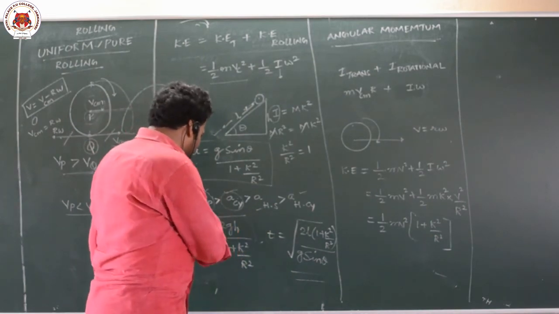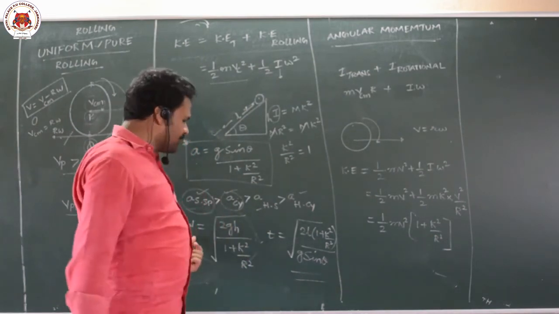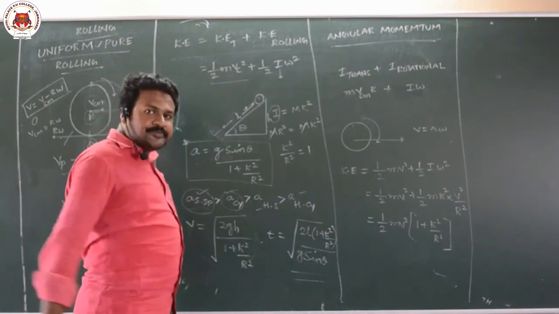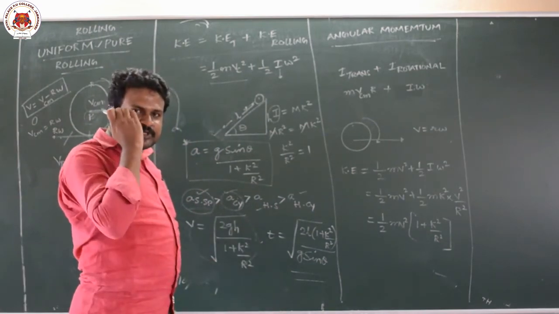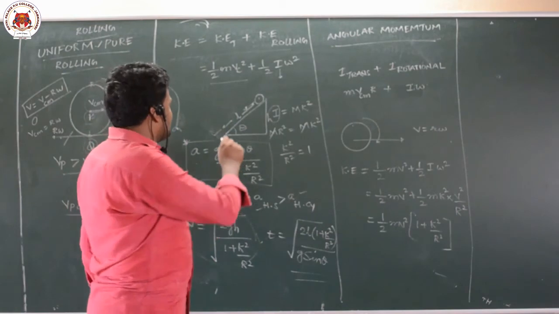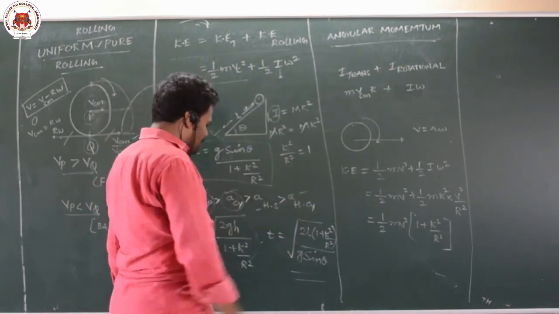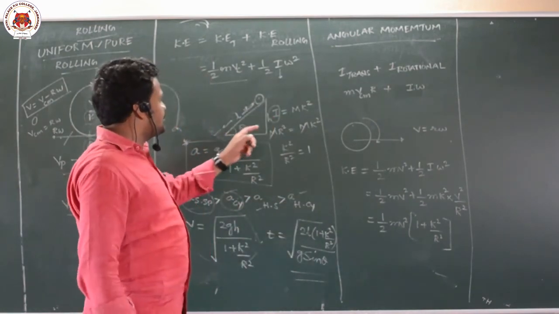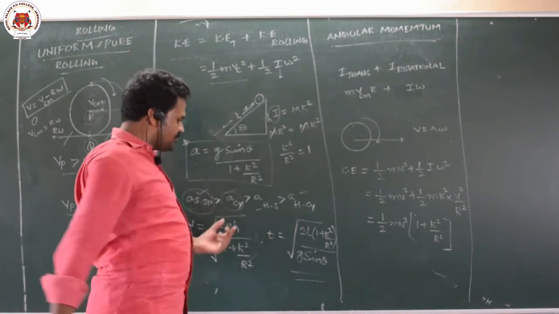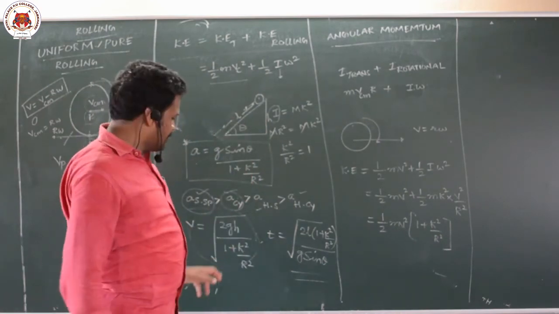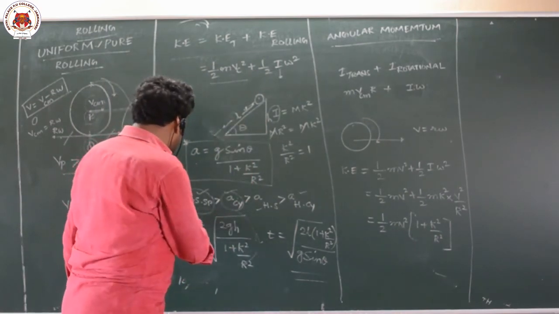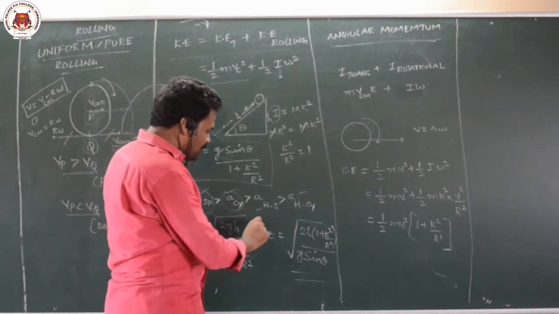How you got this formula is just like a freely falling body: v square minus u square is equal to 2as. So here s you can take as L, and L also you can eliminate by using sin theta is equal to h by L. So by taking these values you will get the velocity on reaching the bottom. This is the time taken to reach the bottom.